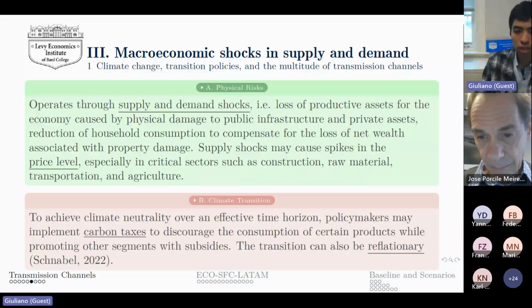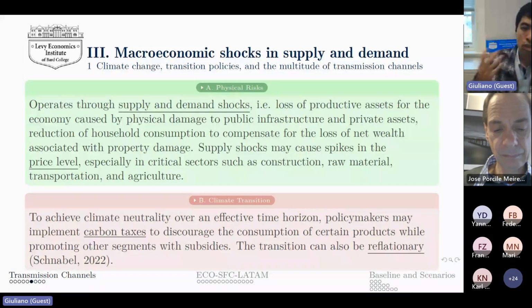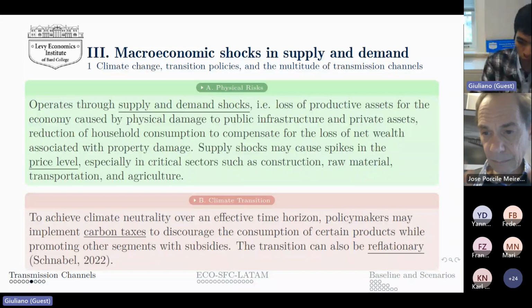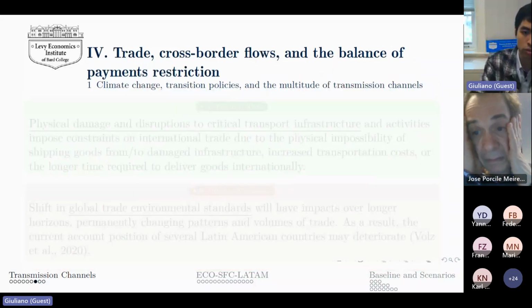From the climate transition side, those policies related to climate change, such as carbon taxes, may have some negative effect on the economy, such as discouraging consumption of certain products. And in general, transition policy may also have some inflationary effect.